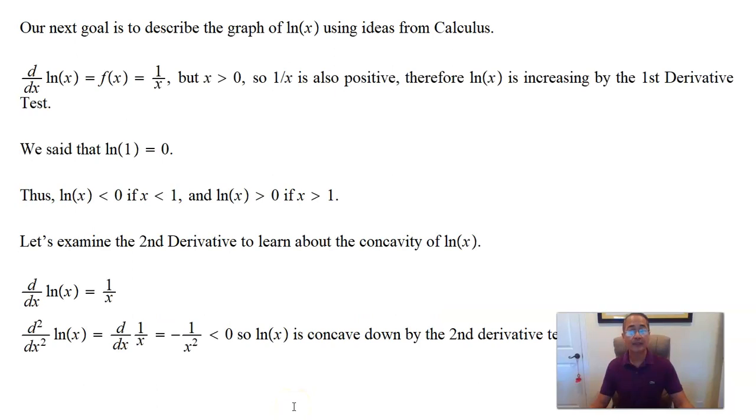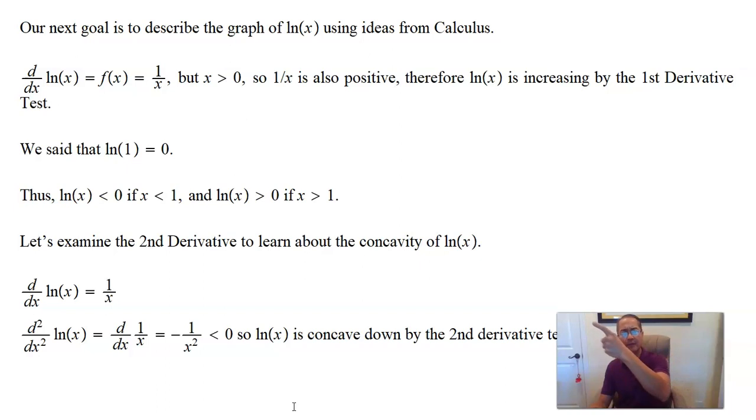All right, now that we have these three properties, we can work our way towards proving what we said about the graph of ln of x when we were in GeoGebra. We have a vertical asymptote as x approaches 0 coming from the right.